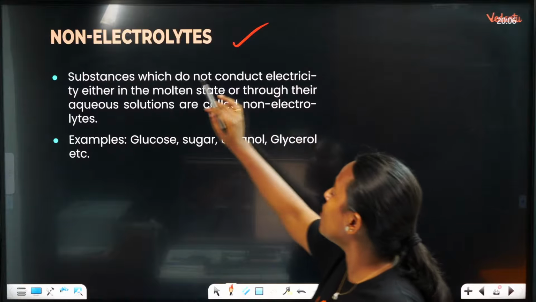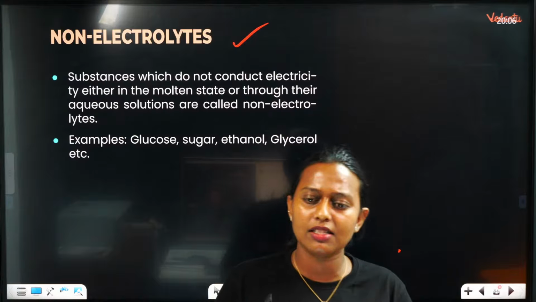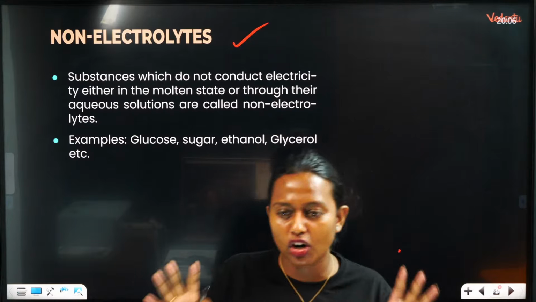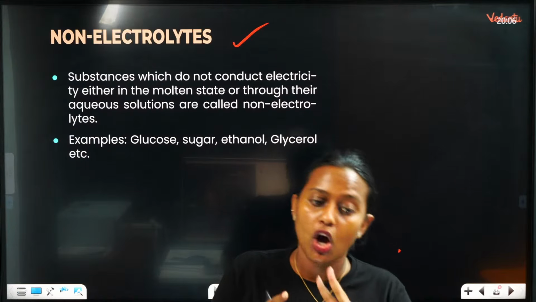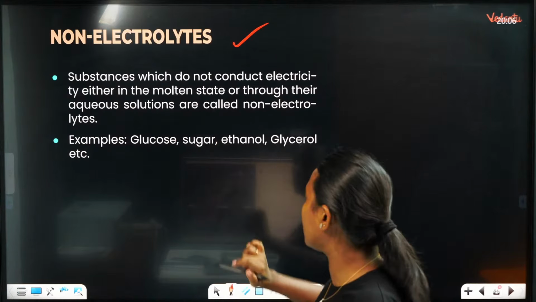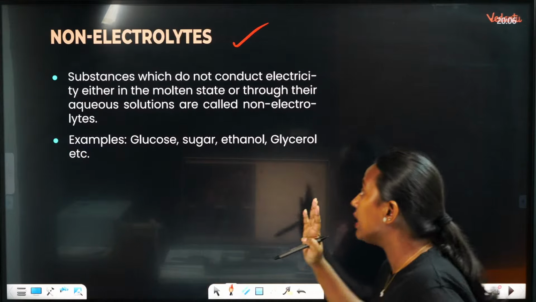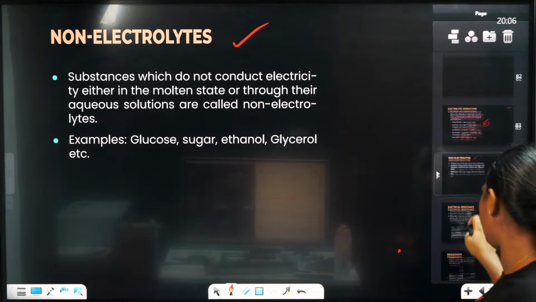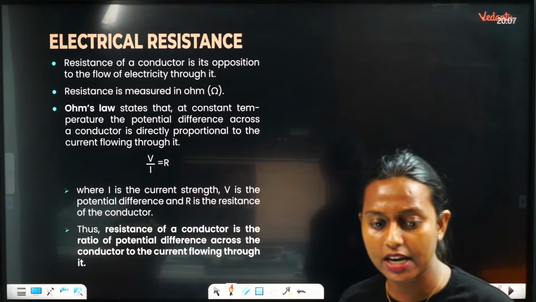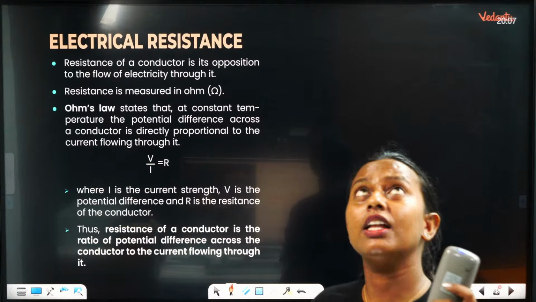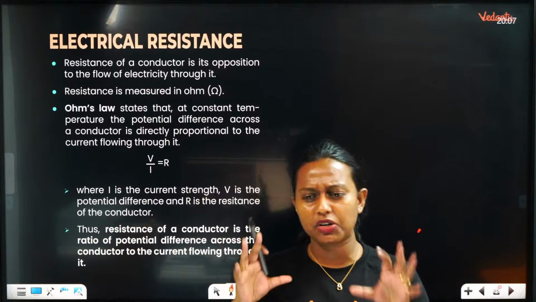A substance that does not carry electricity, where there are no ions to allow electricity to flow, in aqueous solution or in molten state, is a non-electrolyte. For example, glucose, sugar and ethanol are examples of non-electrolytes. Then we are moving to electrical resistance. What is electrical resistance? Tell me quickly.